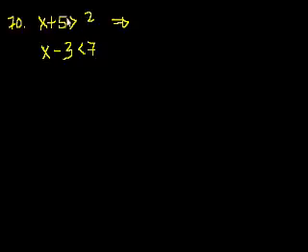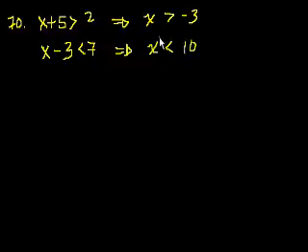So if you subtract 5 from both sides, you get x is greater than, what's 2 minus 5? X is greater than minus 3. And for this bottom one, let's add 3 to both sides of this equation. So x minus 3 plus 3, that's x, is less than, what's 7 plus 3? 10.